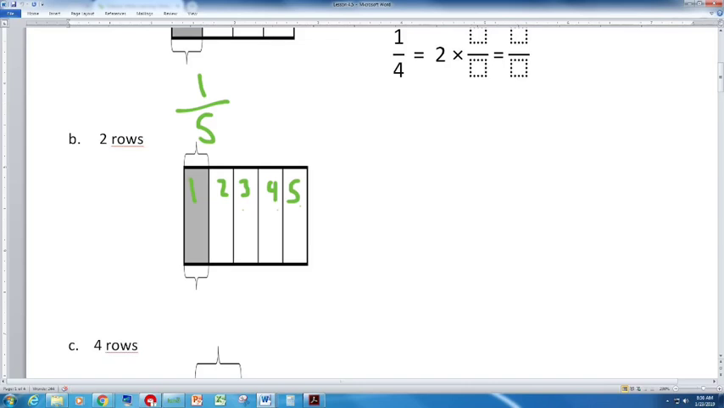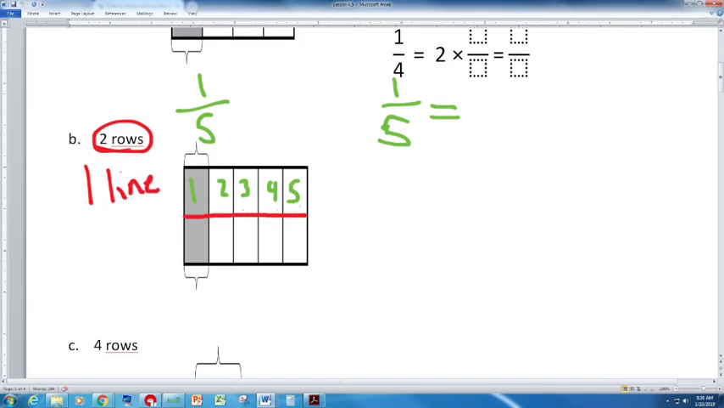Now we're breaking it up into 2 rows. We're going to put 1/5 off to the side, is equal to, now we have to split this up into 2 rows. 2 rows means we need 2 of them. If we take 2 rows, that means we need 1 line. It's always 1 less for the lines drawn. So 1 line means we have 1 row, 2 rows.